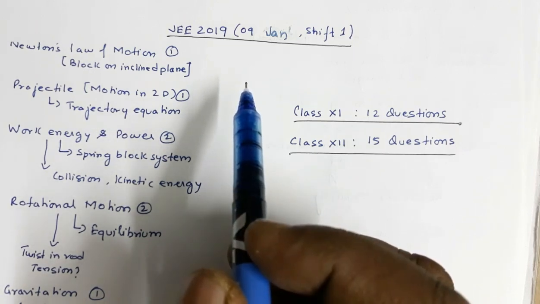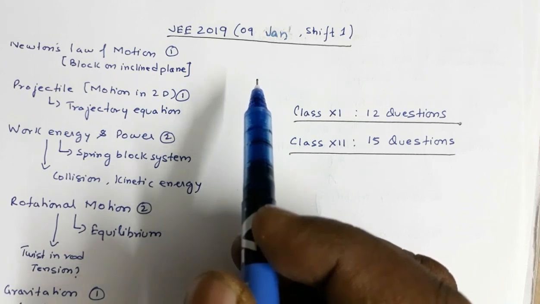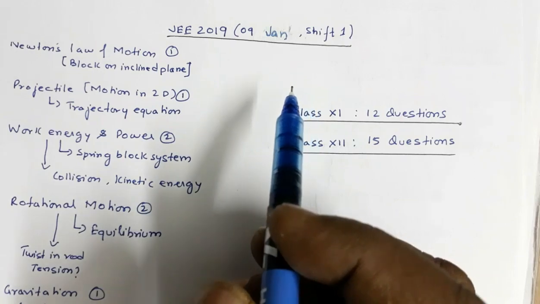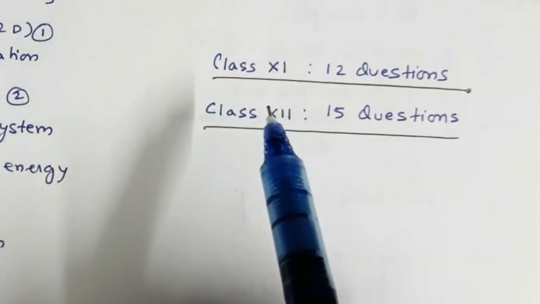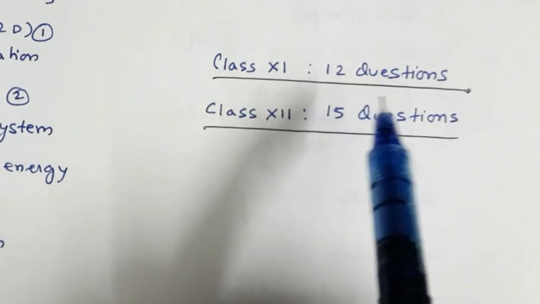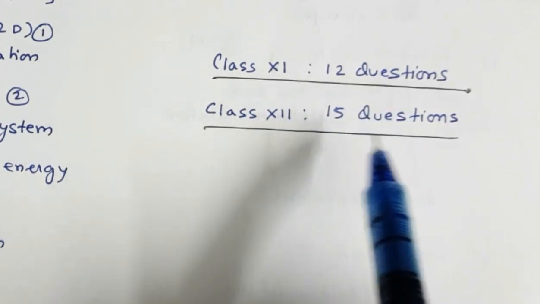Now this analysis will also be useful for the students who are going to appear for JEE Main in the next few days. So here goes the analysis. Now in this paper there were a total of 27 questions. From class 11 there were 12 questions and from class 12 there were 15 questions.